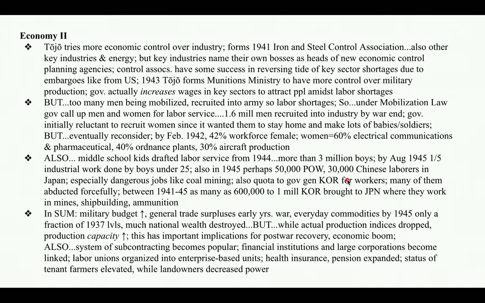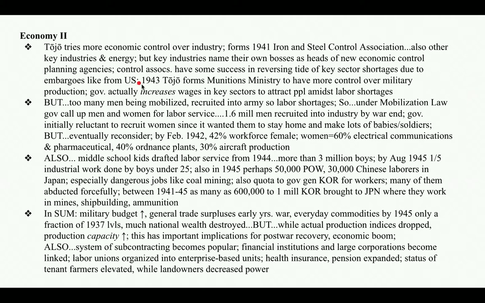Tojo tried to gain more economic control over the industries, toward this end forming in 1941 the Iron and Steel Control Association, also other key industries and energy sectors as well. But key industries were able to name their own bosses as the heads of these economic control planning agencies, so they did maintain some control there, and in fact began tighter cooperation with the government. The control associations had some success in reversing the tide of key sector shortages due to embargoes like from the U.S.